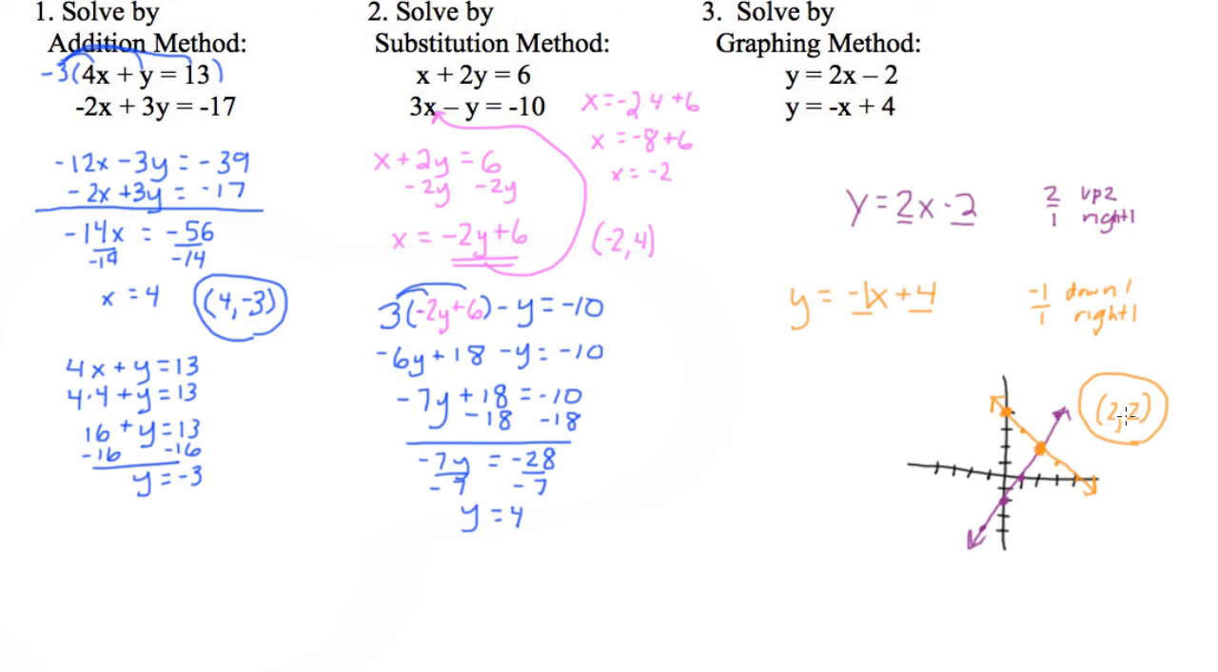Again, we can check that in our equation. 2 equals 2 times 2 minus 2. Yep. 2 equals negative 2 plus 4. Yep. So that is the point that makes both of these equations true.